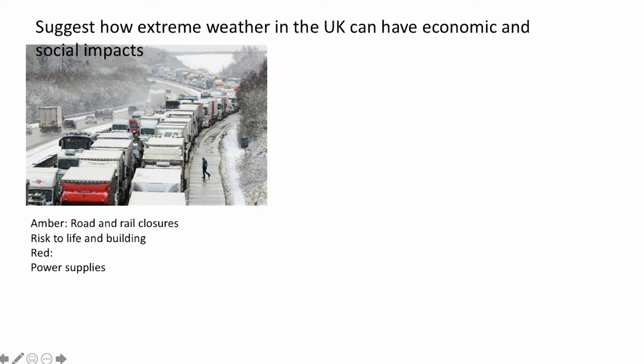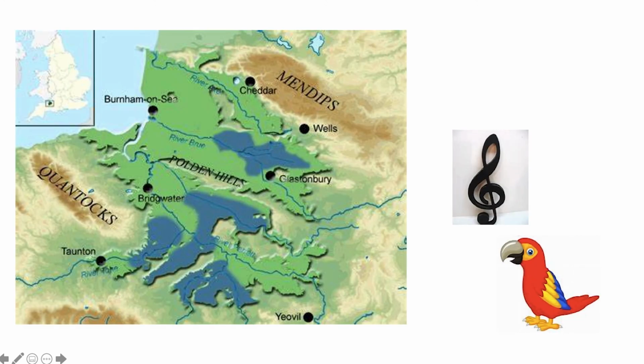Underneath the image, they talk about it being an amber warning where roads and railways are closed. There's a risk to life and a risk to power supplies. Try to think about the economic impact of road and rail closures. So if the railway closes, people can't get to work. Business slows down. Let's take a look here at what we know about the Somerset floods.